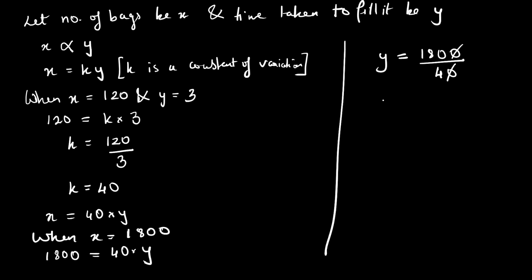45. So 2 2s are 2 90s are 2 1s are 2 45s are. So y is equal to 45. What will we say in the last statement? The time taken to fill 1800 half liter bags of milk is equal to 45 minutes. I'll just repeat that: the time taken to fill 1800 half liter milk bags is 45 minutes.